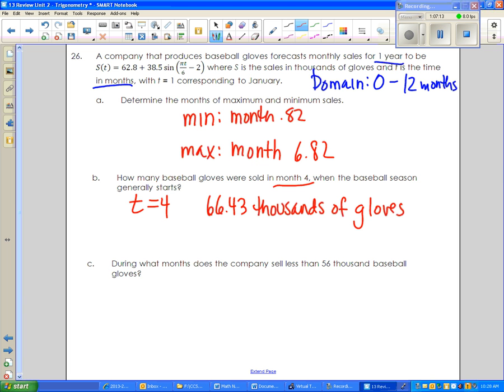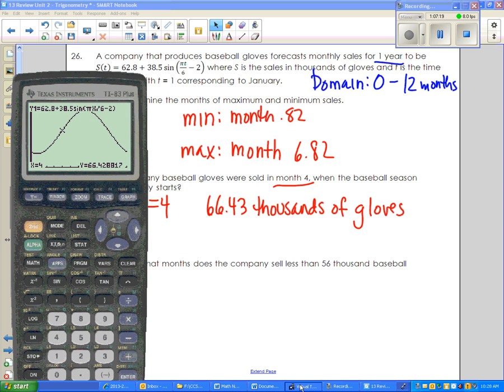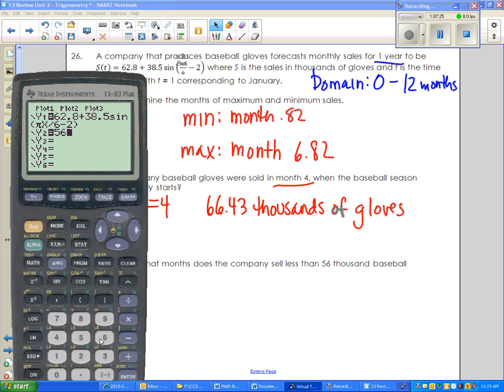Okay. And then in part C, it says, during what months does the company sell less than 56,000 gloves? So if I go back to my calculator, 56,000 gloves is a y value, or in this case, an s value. I'm not going to enter in all of the zeros. I'm just going to enter in the 56, and I can see where it intersects. And since I'm looking to see where the graph falls below this line, my interval is actually a disjunction.